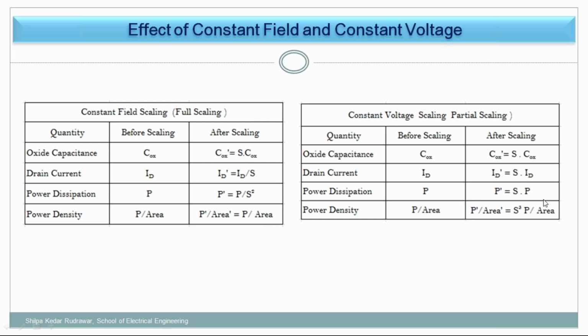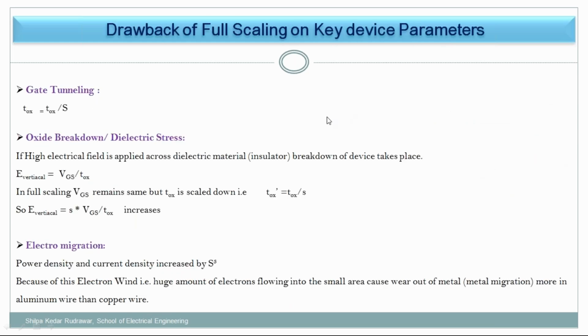So this is the biggest disadvantage of constant voltage scaling. Current-wise, the current is improved, that is, increased. So gain-wise, the gain will be more in this type of scaling. Okay, now the main problem.